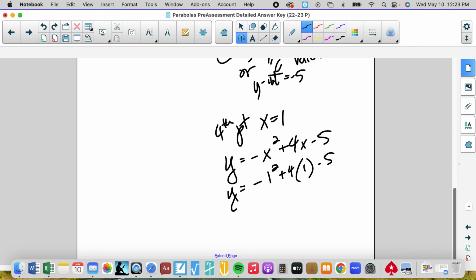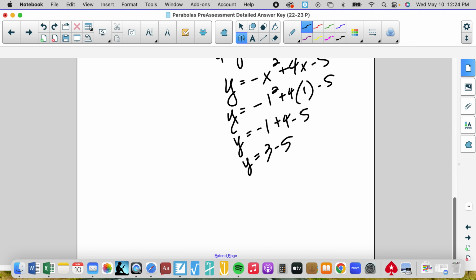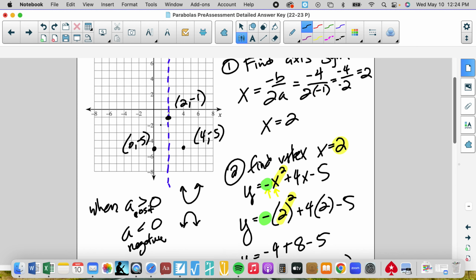I'm going to square the 1 before I do the negative because there's no parentheses attaching the negative with the x. So that gives me -1. 4 times 1 is 4, minus 5. -1 and +4 makes 3, minus 5. And 3 minus 5 is -2. So when I plugged in 1, I got -2. That looks like a good shape. That's 1 away, so I'm going to reflect it. That is the point 3, -2.